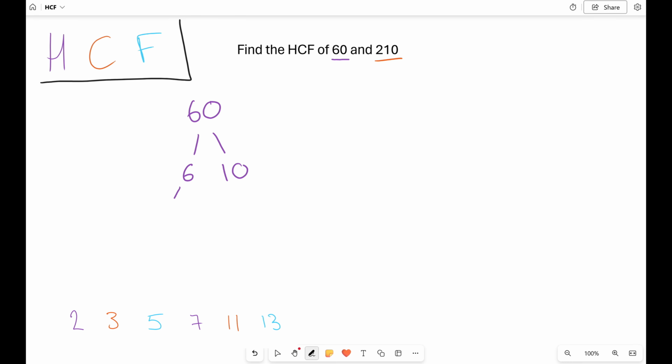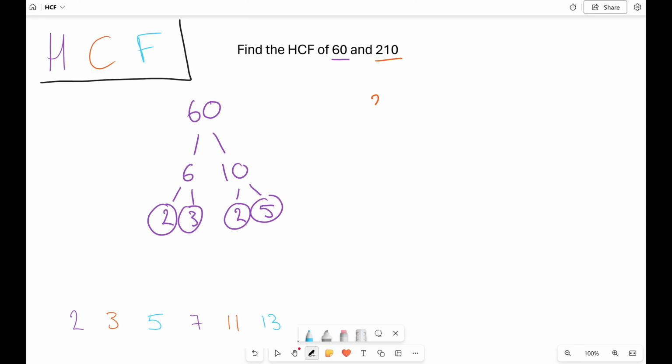So I'm going to split 6 into 2 and 3 because 2 times 3 is 6. And I'm going to split 10 into 2 and 5 because those 2 numbers times together to make 10, yeah? Now we can see that we have prime numbers now, so I'm going to circle them. Yeah, all of them, because they're all prime numbers at the bottom. Yeah, so now we've expressed them in their products of primes.